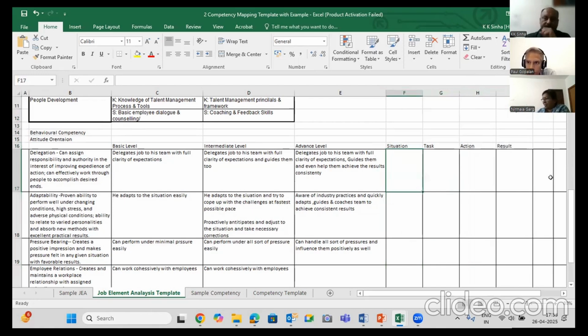For clarity, Kaushal and Paul, shall I give you an example? Right, please. For example, here the competency to be assessed was delegation. So the situation has to be how, as a manager or a leader, you delegated the task: what was the situation, what you did, what was the action, and what was the result. Here the situation was that an internet connection was to be set up, a new internet lease line connection.